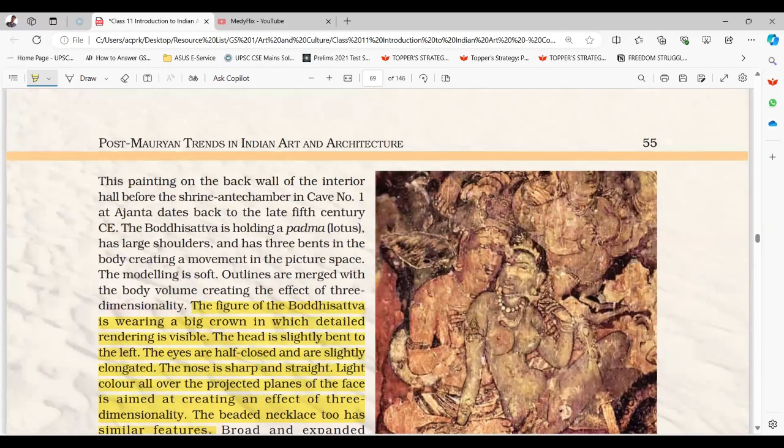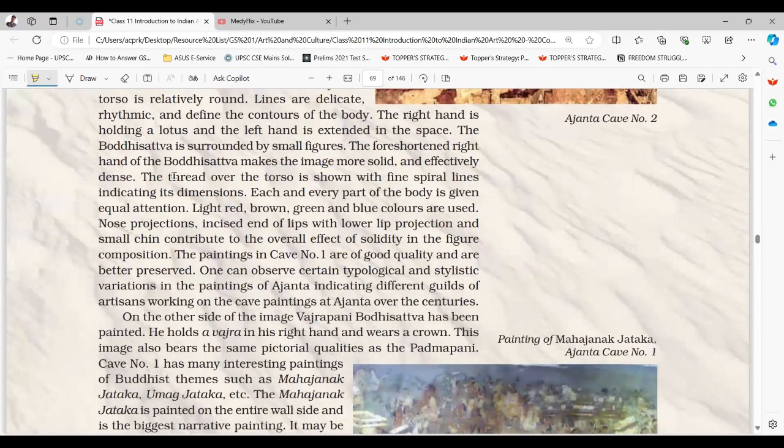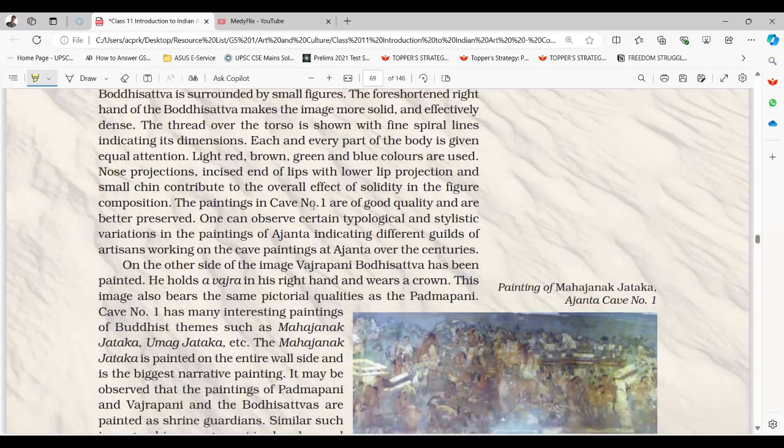Ajanta cave number 2 is shown here. Each and every part of the body is given equal attention. Light red, brown, green, and blue colors are used. Nose projections, incised end of lips with lower lip projection, and small chin contribute to the overall effect of solidity in the figure composition. The paintings in cave number 1 are of good quality and are better preserved.